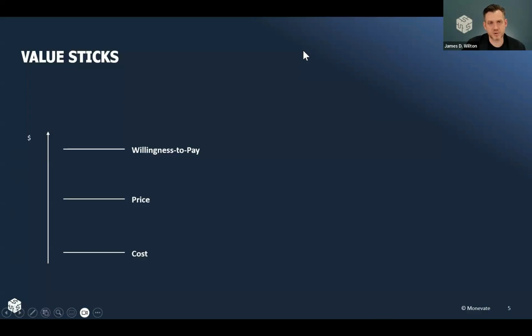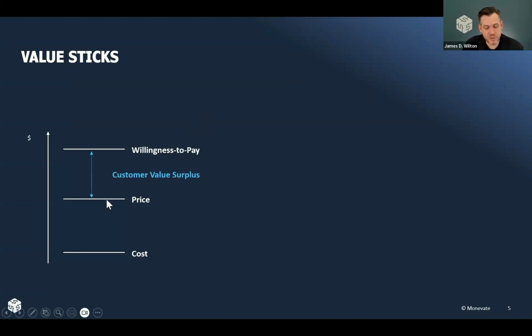So at the risk of bringing in a quite consulting-y framework, I'm going to point you to a value stick here, which is basically a conceptual map. This vertical line is just a price point, or dollars, and then we have three levels. There is the cost to us, the vendor, to provide this. Then there is the price, which is what the customer pays. And then there is the willingness to pay, which is the customer's willingness to pay for that product, which is going to be at least partially informed by the value that they are receiving, right?